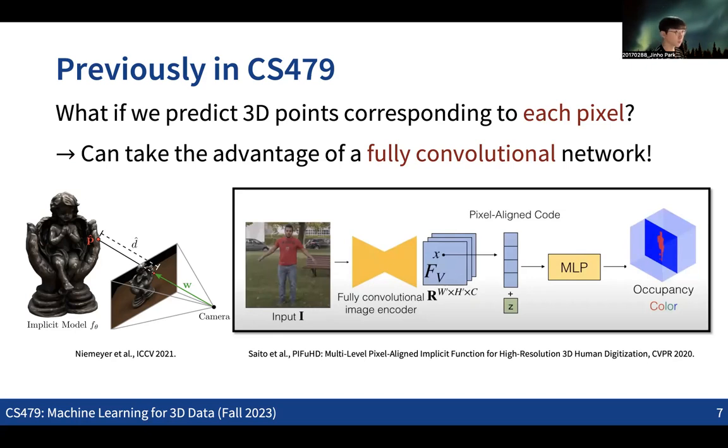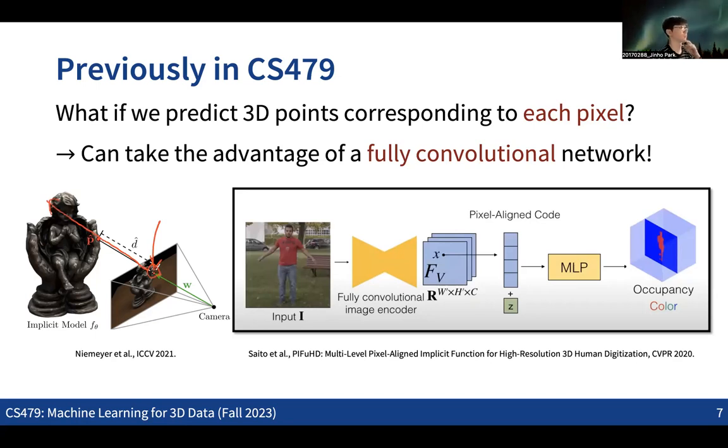So for example, if we want to get either the signed distance or the occupancy values along this ray, you can take not only global information but also the local information of the corresponding pixel in the 2D space. By leveraging this spatial alignment, we could achieve better results. So that was the idea we could consider in the case of 2D to 3D reconstruction.